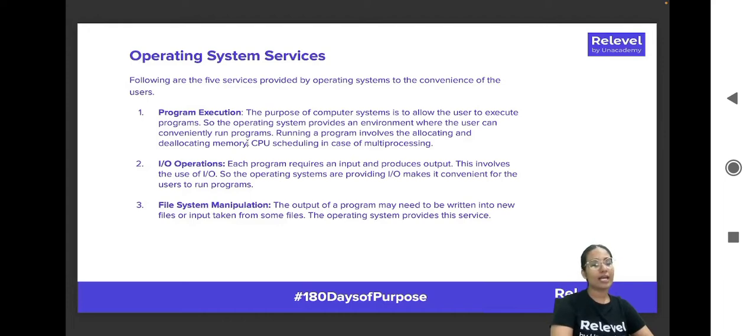The third functionality we have is file system manipulation. The output of a program may need to be written into a new file, or we may need to take some input from files. For that, the operating system provides functionality where you can read from a file and write into a file. You can create new files for that purpose as well. So it lets you do file system manipulation.